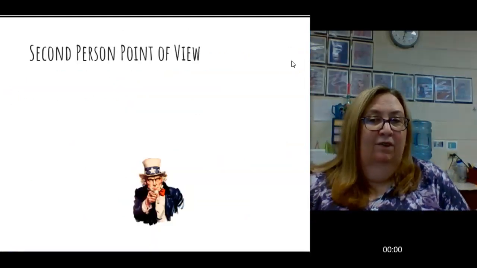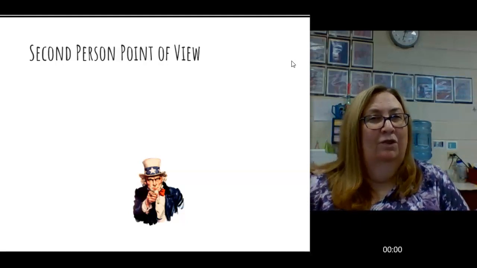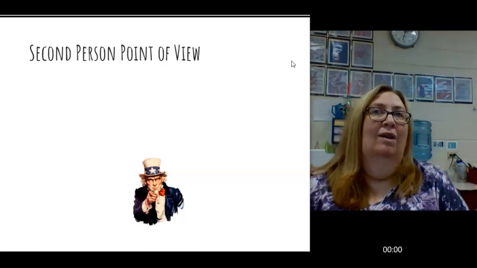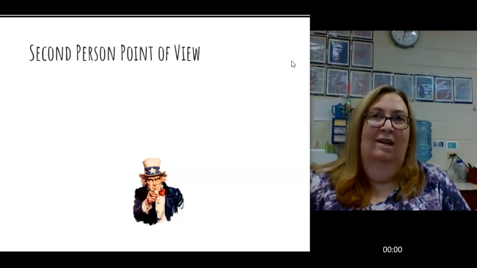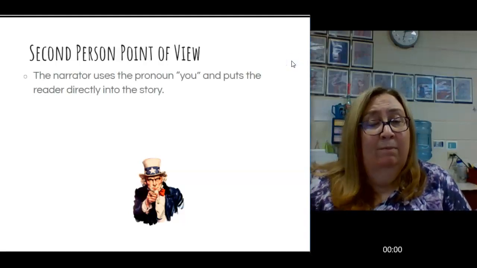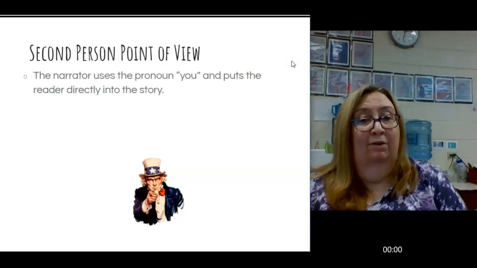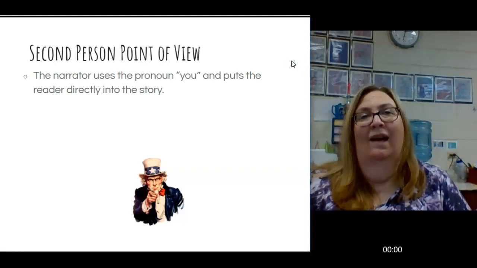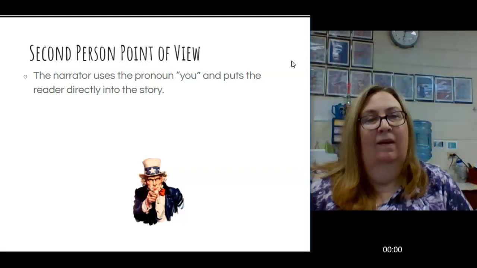Second person point of view is the one you're going to find least of all when you're reading literature. Let me explain why. Second person point of view uses the pronoun you, and it puts you as the reader directly into the story, and that is tricky.